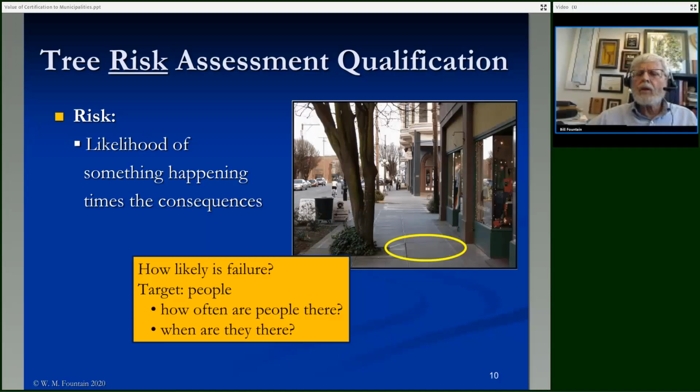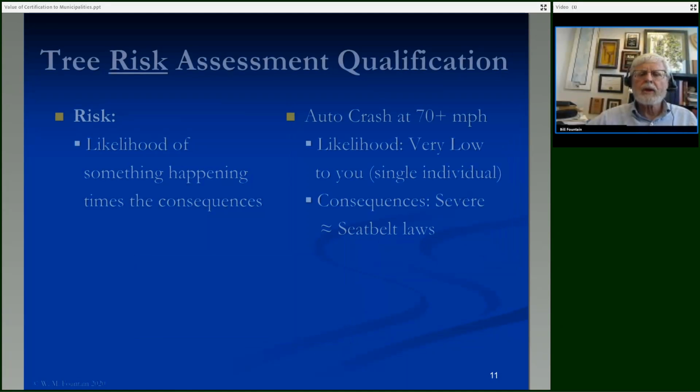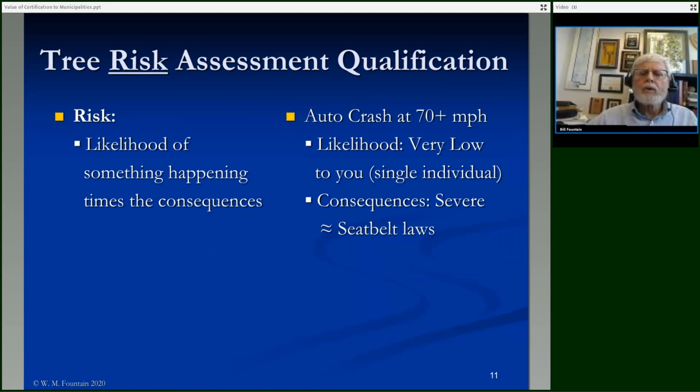But the likelihood of somebody walking by at that exact instance, when it's most likely to fail, being in a storm, is very, very low. But the consequences are so dire that we would want to do something to take care of this bifurcation and reduce the risk.